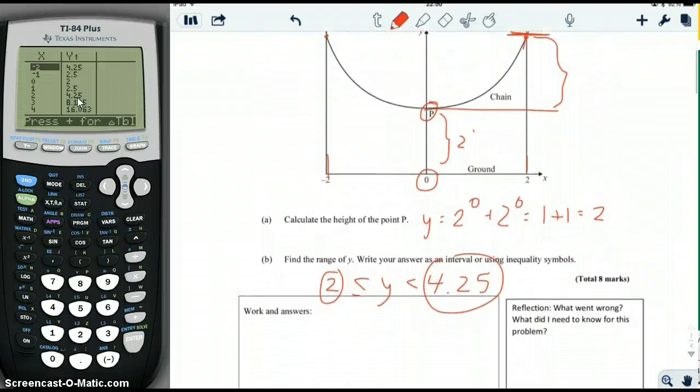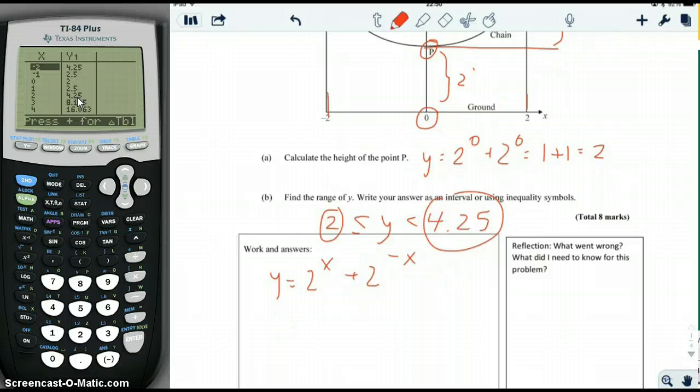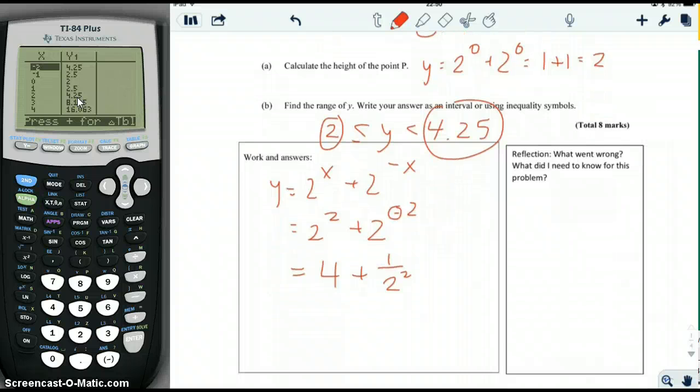Well, you just take the equation, which is y equals 2 to the x plus 2 to the minus x, and we're going to substitute, instead of 0 this time, for example, 2. If we substitute x equals 2, then we have 2 squared plus 2 to the negative 2. And 2 squared, of course, is 2 times 2, which is 4. 2 to the negative 2 would be 1 over 2 squared, because remember the negative kind of inverts everything and puts the exponent without the negative in the bottom. Well, 1 over 2 squared is 1/4, so it's 4 plus 1/4. 4 plus 1/4 is 4.25. Hey, what do you know, 4.25?